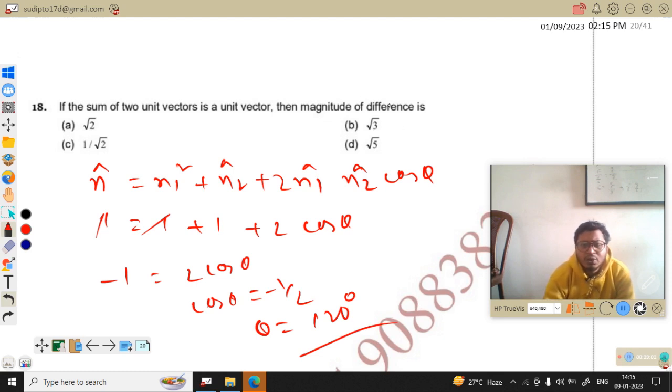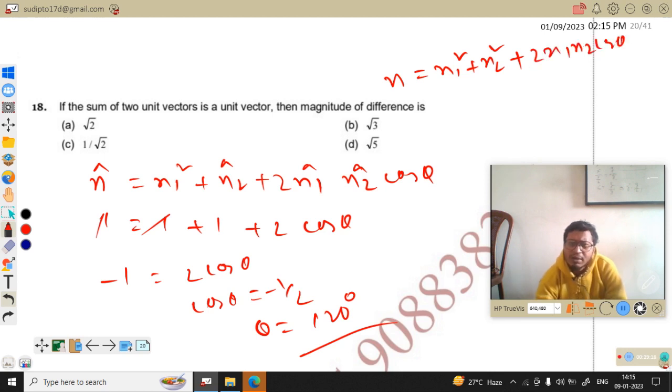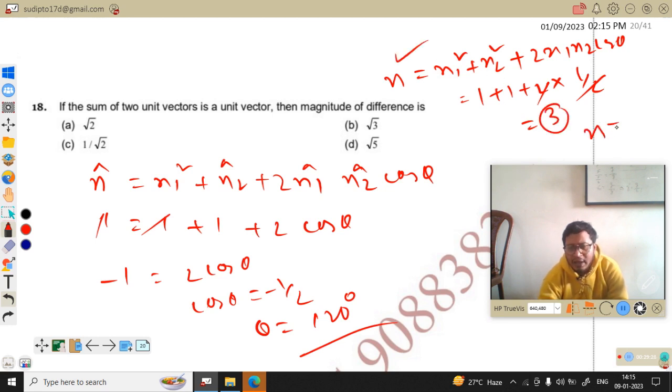Let's check the magnitude of the resultant vector, which equals n1 squared plus n2 squared plus 2 n1 n2 cos theta, where n1 and n2 are unit vectors. So it will be 1 plus 1 plus 2 into half, which gives 3. This is a square, so the magnitude of the resultant vector is root 3.